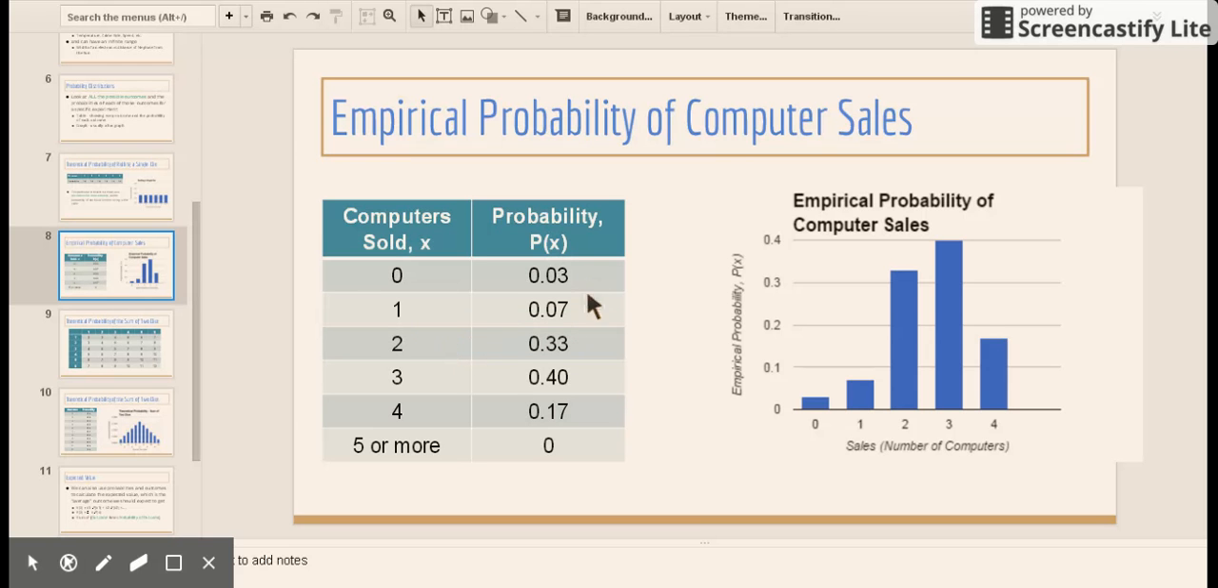So when I take those probabilities, it's empirical, experimental, all right? You would be given the actual data here, or you would actually perform the experiment. And we take those probabilities and we turn them into a probability histogram.